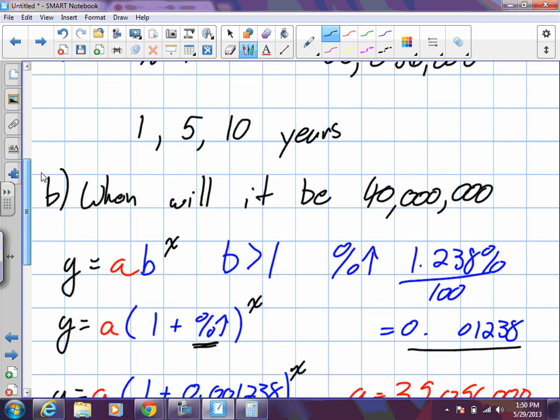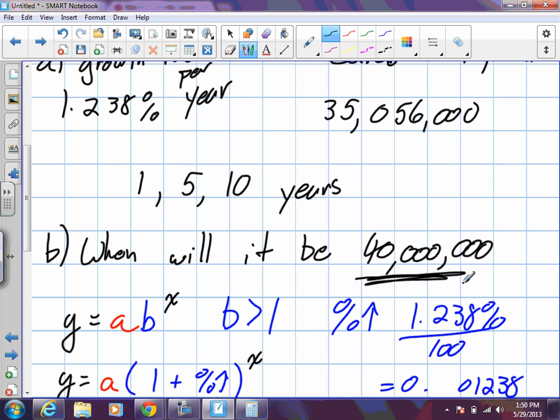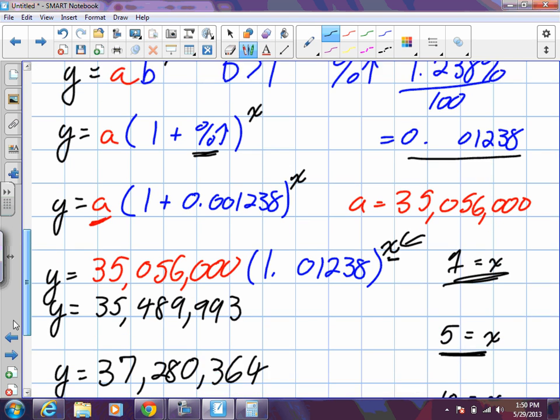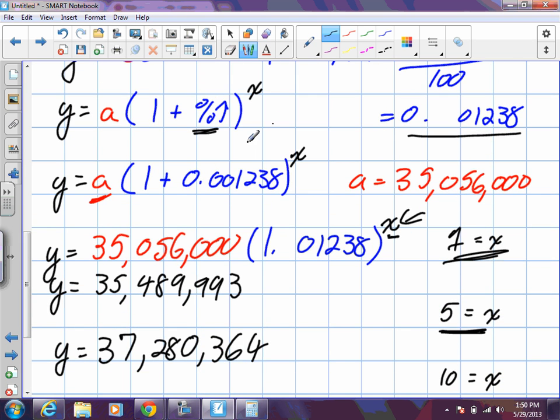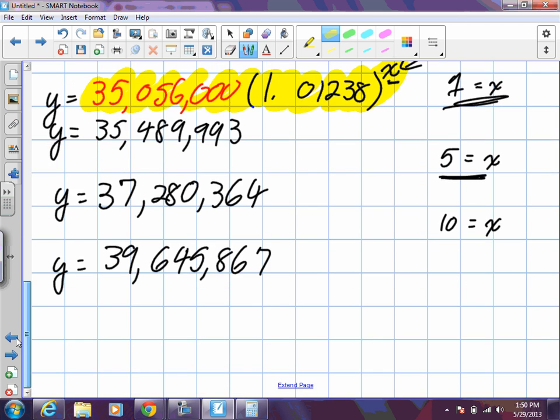The second question asked, when will it be exactly 40 million? Now, this is a difficult question for us to ask. We have our formula here, which is really important. This formula is very important for what we're about to do. They're asking us when it's 40 million. So what they're doing is they're giving us our y value in part B. They're telling us y is equal to 40 million. And then the rest of our formula.